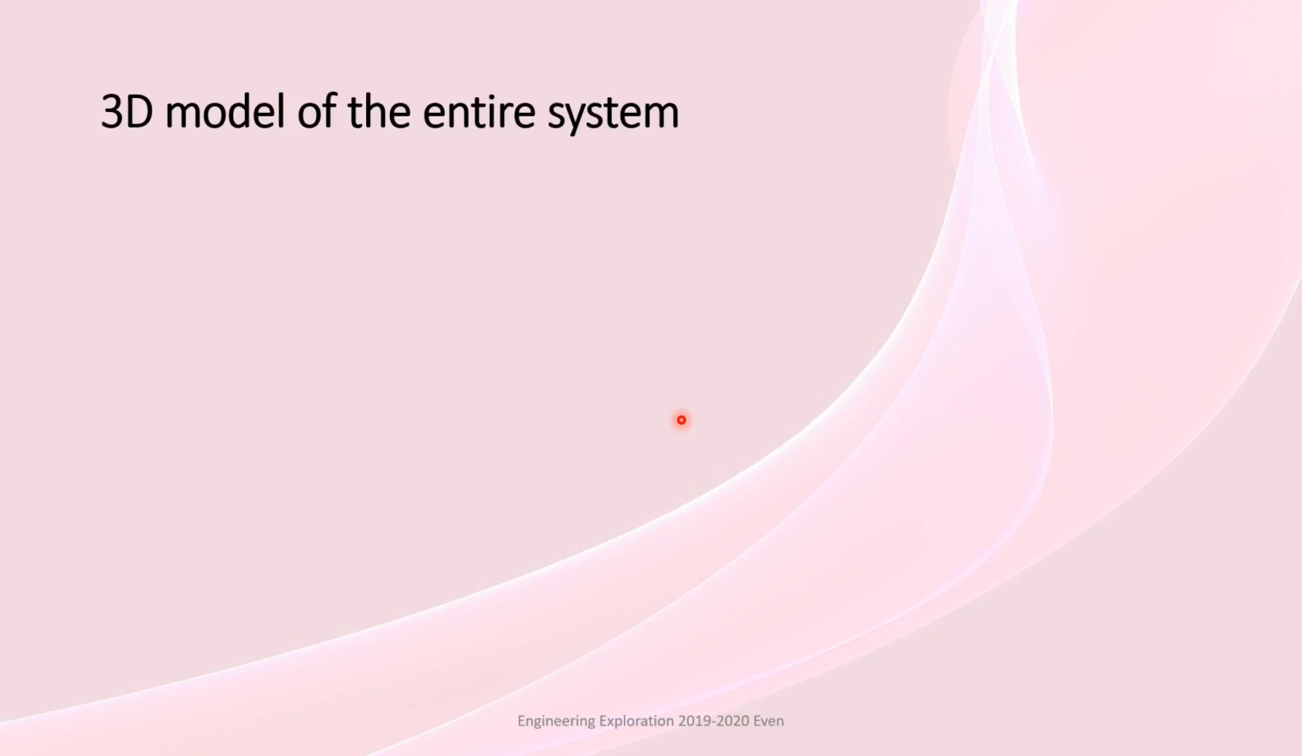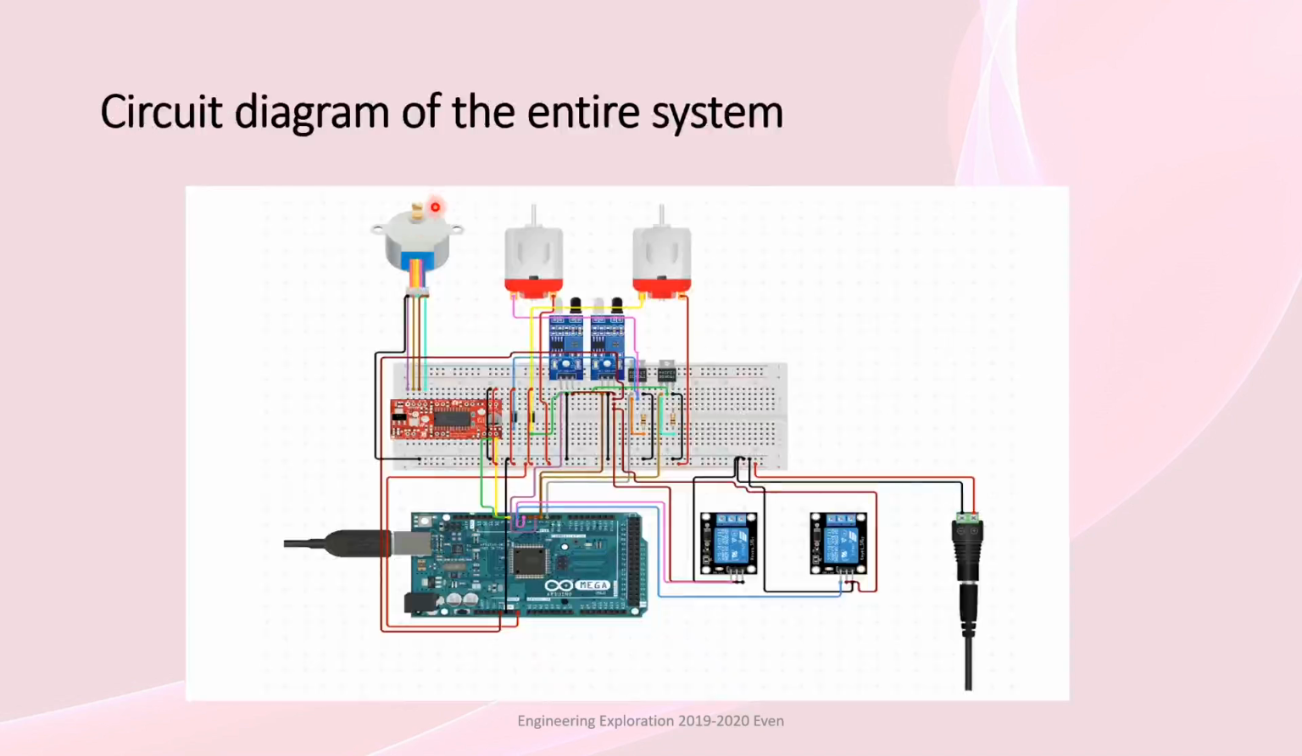Circuit diagram of our entire system. These are two DC motors which are used for functioning of the conveyor belt. This is a stepper motor which is used for the seed dispenser. And here are two sensors which sense the soil bed entering and leaving the frame. And here is the Arduino kit which controls the function of our system. And here is the power supply.